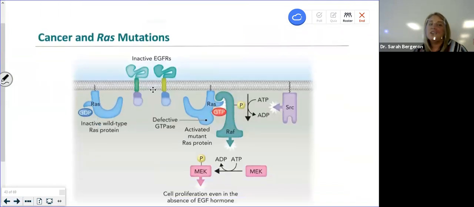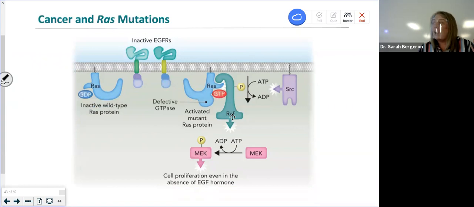So remember how we talked about if you mutate RAS, you're going to get cancer? So this is exactly that pathway, right? Even when you're not getting a ligand stimulating your receptors, if you have a mutant RAS, that mutant RAS is not going to exchange its GTP for GDP. So it's basically going to get stuck in that on position. It's always going to recruit RAF. It's always going to go down that MAP kinase pathway to promote cell proliferation.